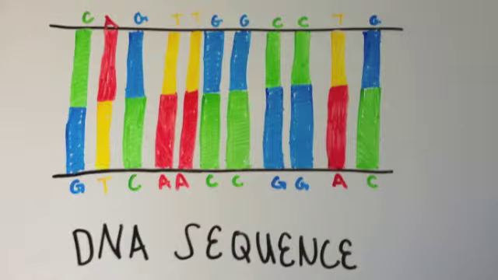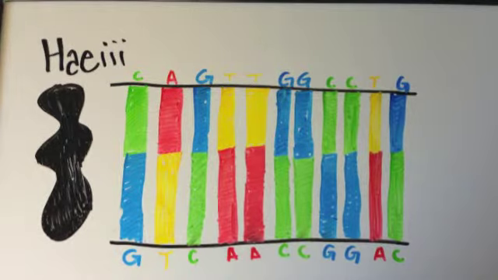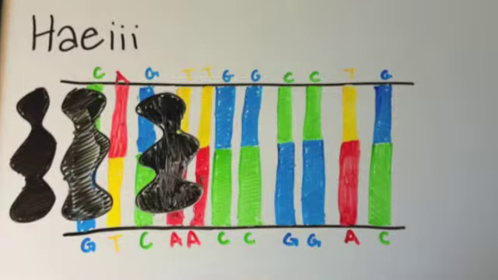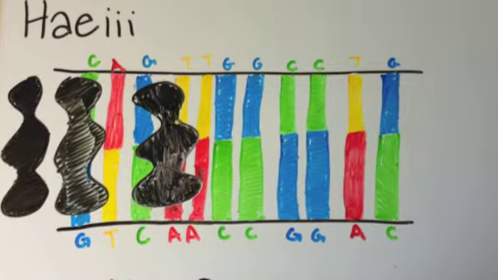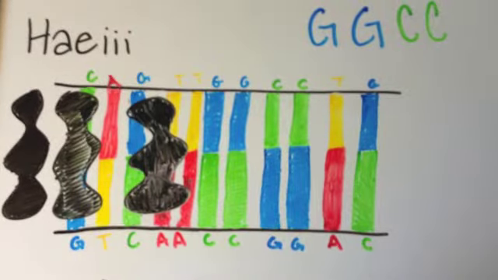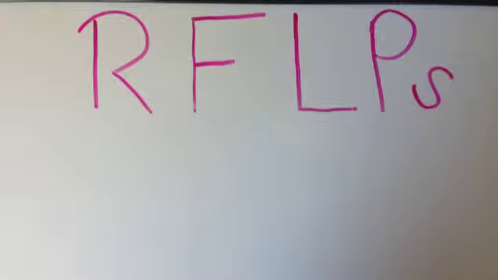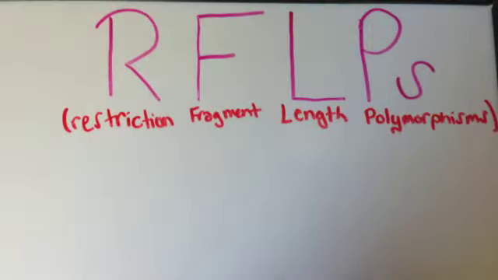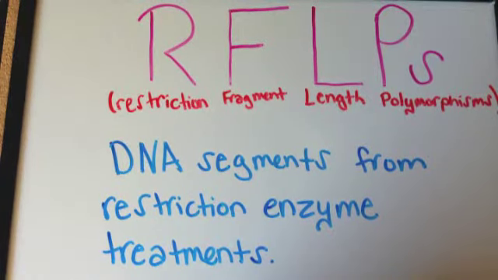This is a DNA sequence, and this is the restriction enzyme HAEIII. The enzyme will crawl along the DNA strand, reading the pairs as it goes along. Enzymes will continue to do this until they find the sequence they are programmed to cut. HAEIII cuts at the sequence GGCC. Once the enzyme finds the sequence it's programmed to cut, it cuts it, creating 2 strands. These new strands are called RFLPs. RFLPs stand for restriction, fragment, length, polymorphisms. RFLPs are DNA segments from restriction enzyme treatments.